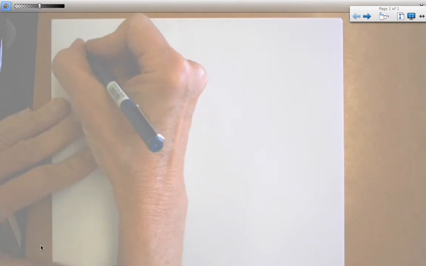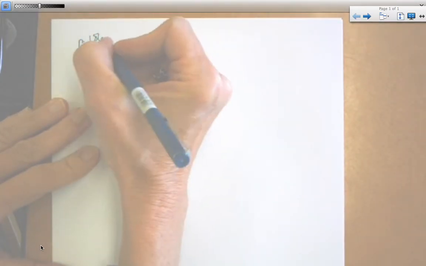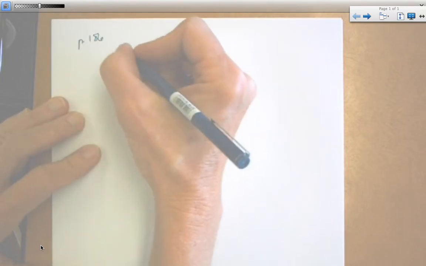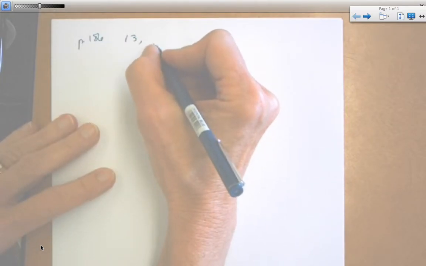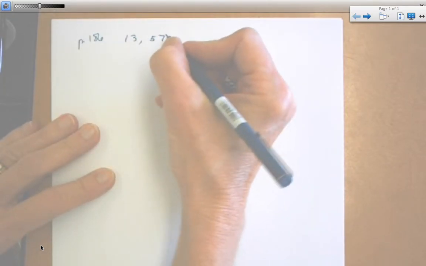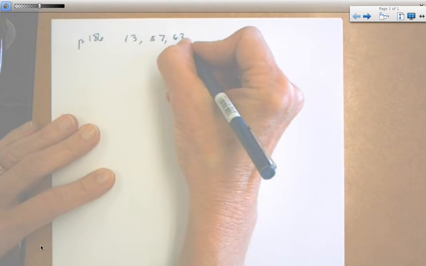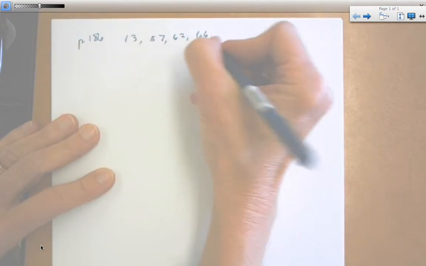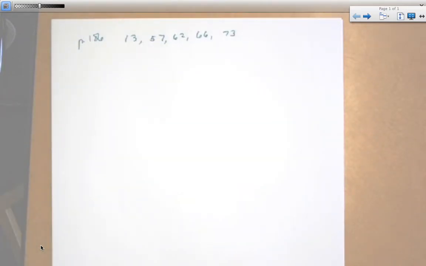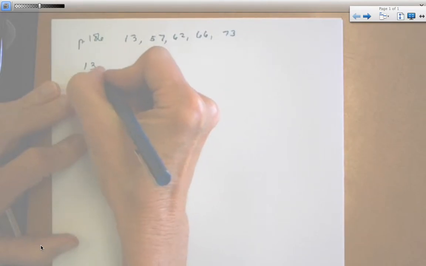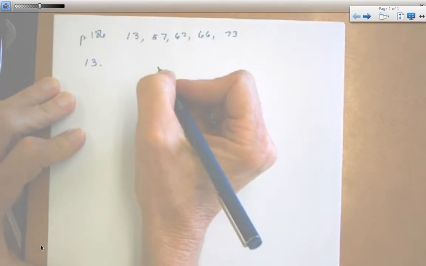So I'm going to be in your book on page 186, and right now I'm going to discuss setting up number 13, probably 57, 62, 66, 73, and I'll just discuss those problems and everyone can work on their homework. All right, let's start with number 13. So again, on page 186 in your book, number 13.